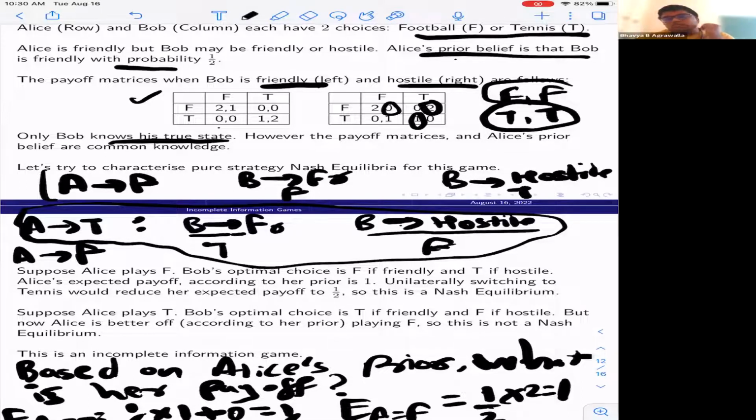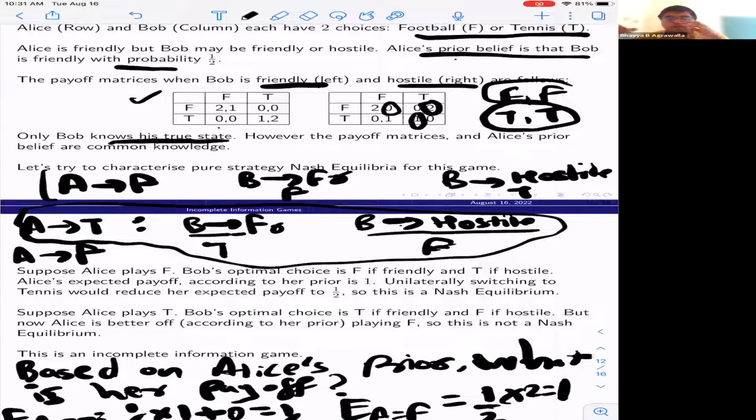So we see that if Alice is confused about whether Bob is hostile or friendly, then we lose this tennis Nash equilibrium. So then the only Nash equilibrium which remains is one in which Alice plays football, right? It's because Alice has this confusion of whether Bob is friendly or hostile that, for a Nash equilibrium to exist, Alice must be playing football. She cannot play tennis.